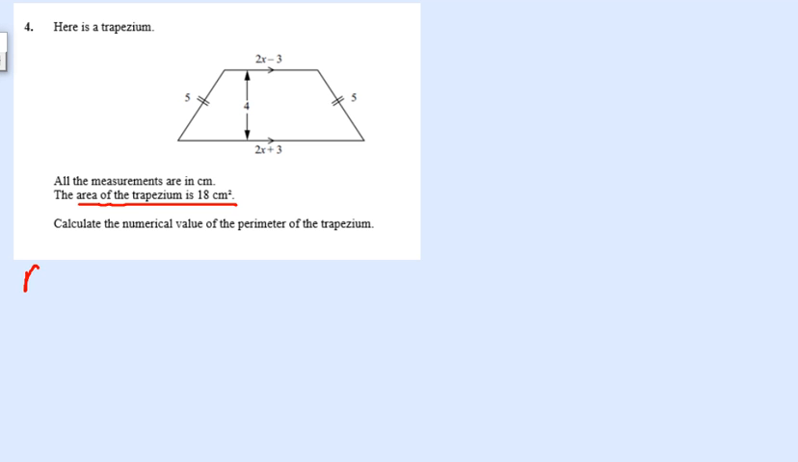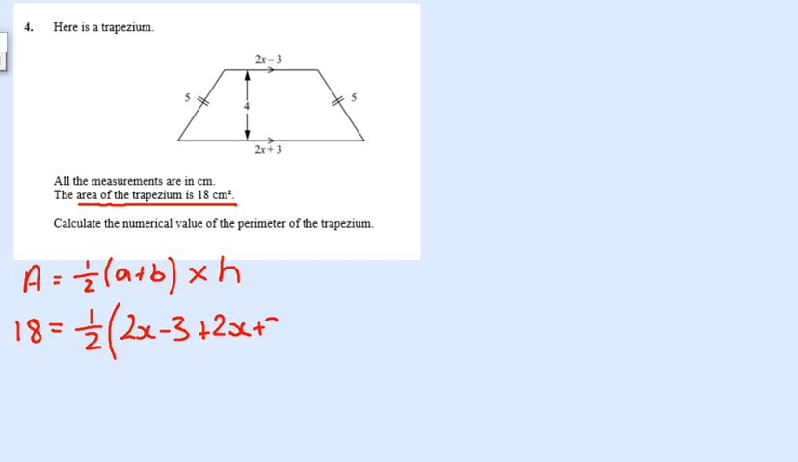So the area of a trapezium is half (a plus b), where a and b are your parallel sides, multiplied by your perpendicular height. So I know that the area is 18, and that is equal to half, and then your parallel sides, so you've got 2x take 3 added to 2x add 3, and then that is multiplied by the perpendicular height, which is 4. So that means that you've got 18.